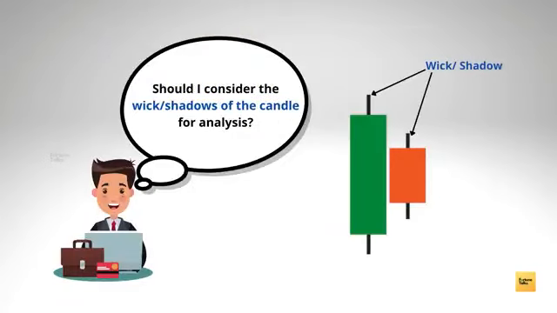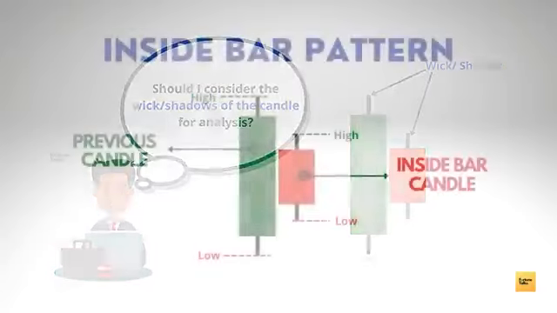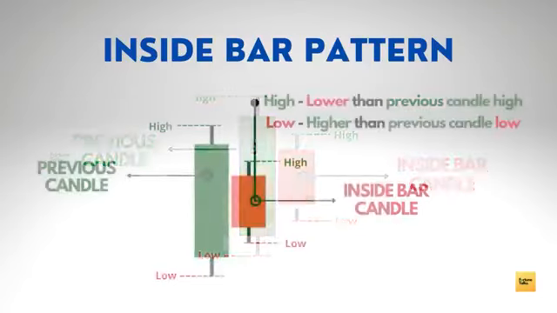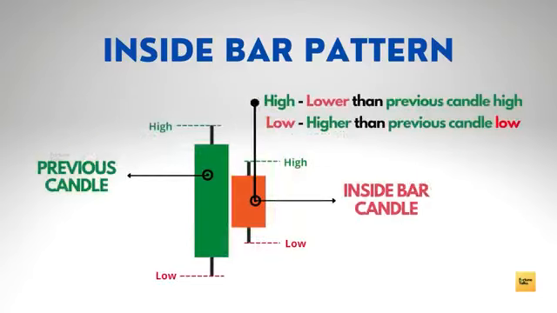Most often, traders have this confusion around the wicks or shadows of the candlesticks. To clear this up from the start, the inside bar takes into account the candlestick's shadows or wicks also. This means that the high and the low, including the wicks of the inside bar candle, must be within the high and the low of the previous candlestick. To simplify this even further, an inside bar must have a high that is lower than the previous candle's high, and it should have a low that is higher than the previous candle's low, including the wicks.